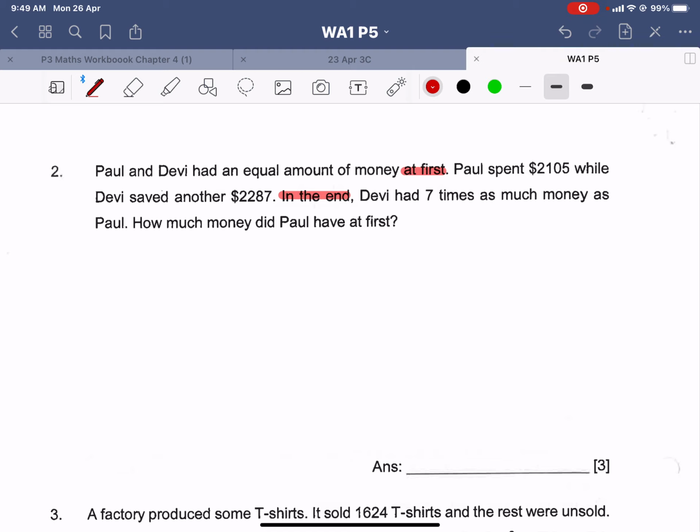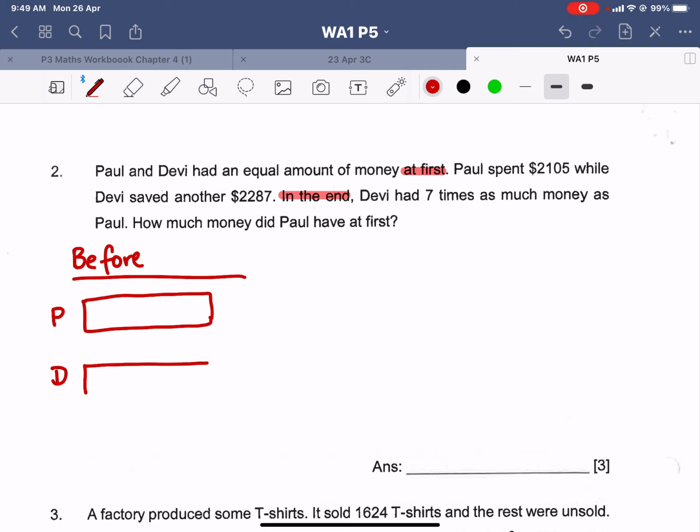So we start off with the first color, before. Alright, so we have 2 people, Paul and Devi. Before everything, they used to have equal amount of money. This is based on the story. It says both of them have equal amount of money. Okay, so I'm showing equal amount of money here.